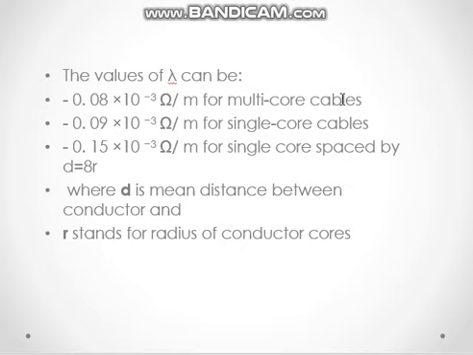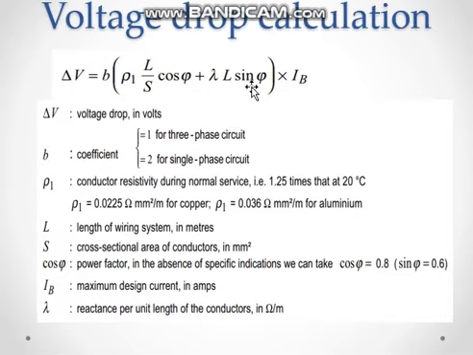For multi-core cables, if you have single core cable, you can use this one, and if you have single core cable which has spacings like this one, d equal to 8r, this d is the distance between conductors, then this r stands for the radius of the conductor. Then you can use this value. So you can multiply with sine phi, then multiply with the design current.